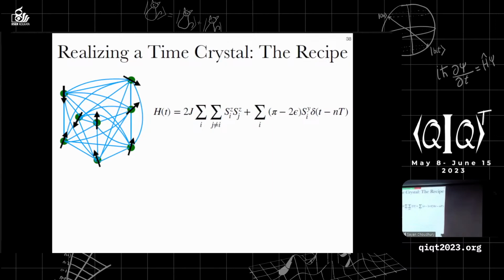When I'm talking about this J, I have put in the 1 by N. Generally, yes, you want to have a 1 by N dependency.